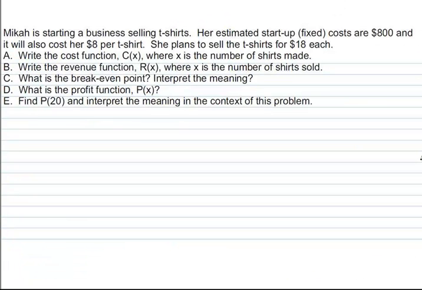So now we want to take a little time to talk about a kind of application that occurs in business quite frequently, and that has to do with cost, revenue, profit, and break even.